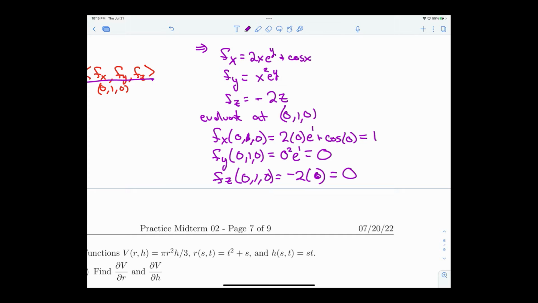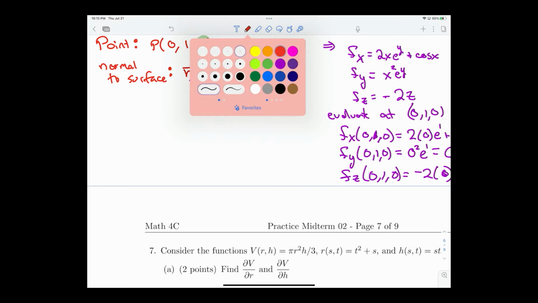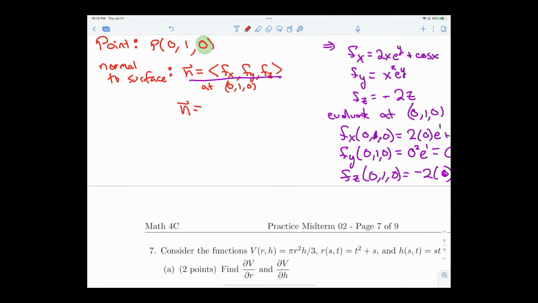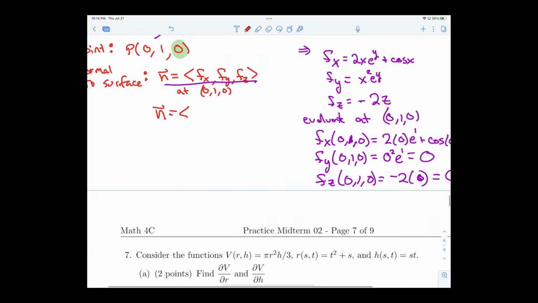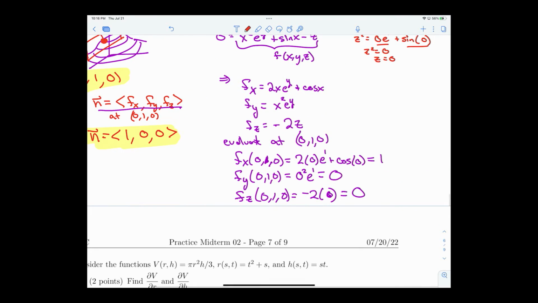So overall, what do we get? We're going to have a normal vector here of (1, 0, 0). At this point, we've got the two things that we need. We have a point and we've got a normal vector. And if we have a point and a normal vector, then we can write the equation of the plane. So how do you do that?